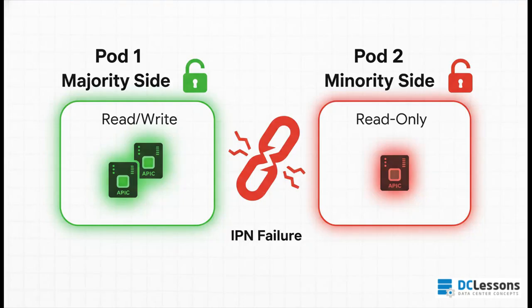And here's where the system gets really smart. The side that has the majority of APIC controllers, in this case pod 1 has 2, gets to stay in read-write mode. That means you can keep making configuration changes. To prevent any weird conflicts or database corruption, the minority side, pod 2 over here, automatically flips into a read-only state until that connection comes back.